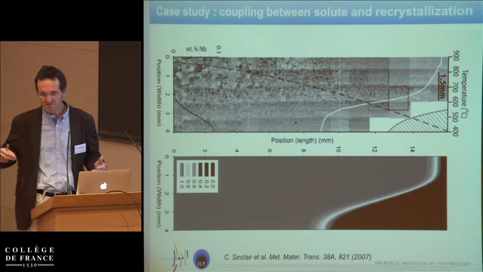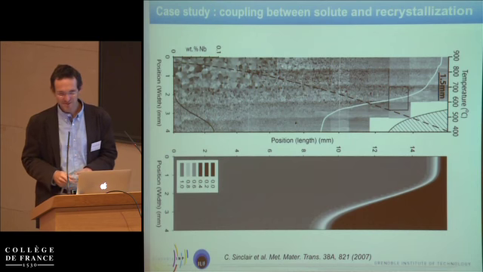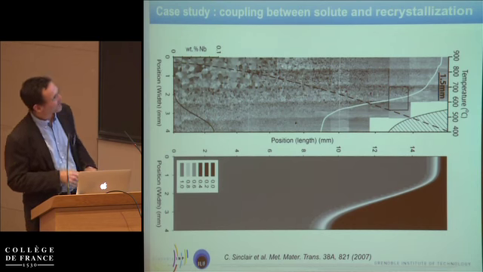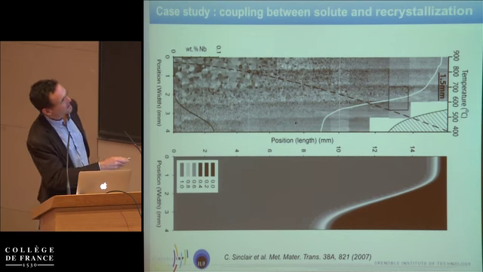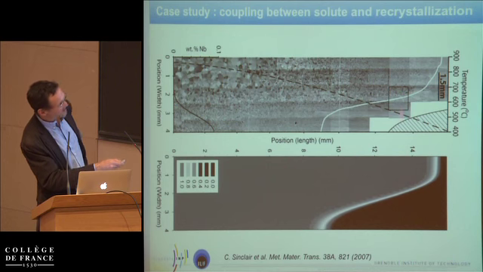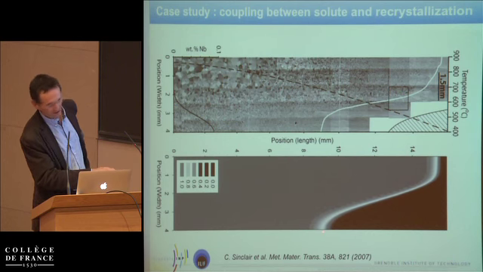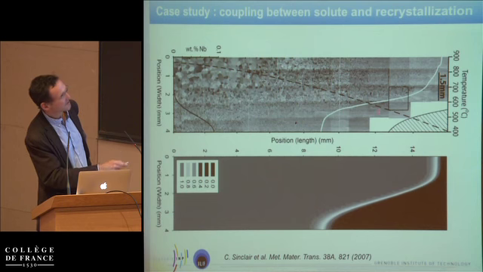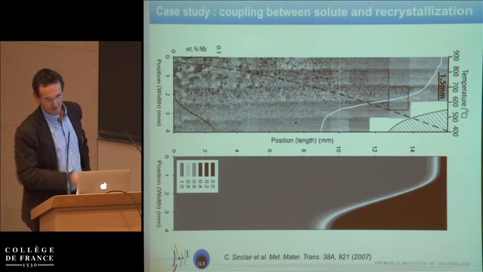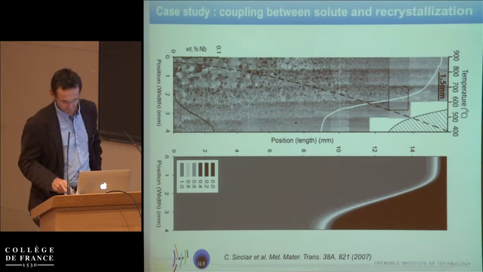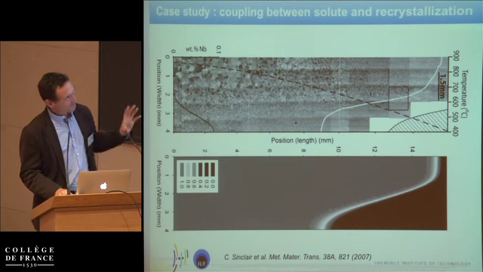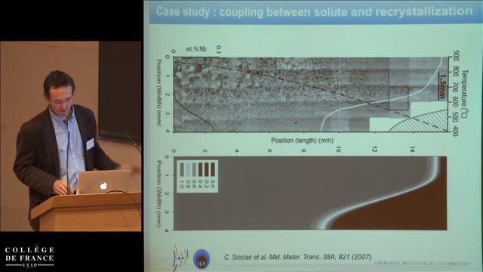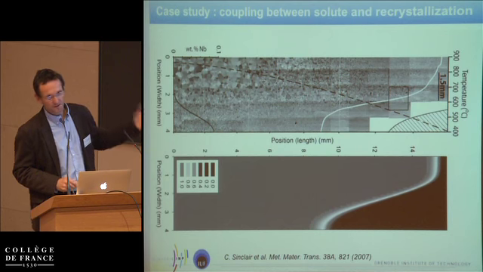Well, the third axis would have been deformation, but it might have been a bit complicated to do. And then you can compare the boundaries, recrystallized and non-recrystallized, with some modeling. And here it's a model that was able to reproduce the shape of the boundary. So this allows you to do some microstructural control by varying solute and temperature.